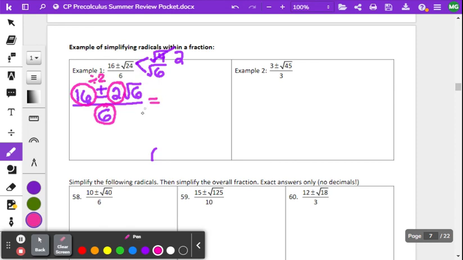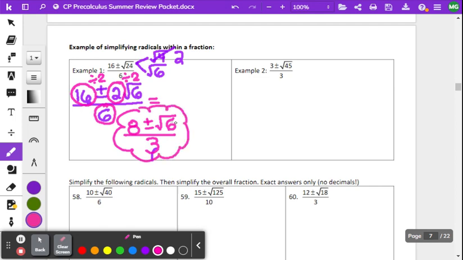So 16 divided by 2 is 8. 2 root 6 divided by 2 is root 6. And then 6 divided by 2 is 3. And remember, that's actually two answers, right? 8 plus root 6 divided by 3 and 8 minus root 6 divided by 3.